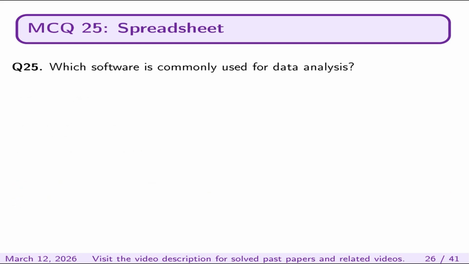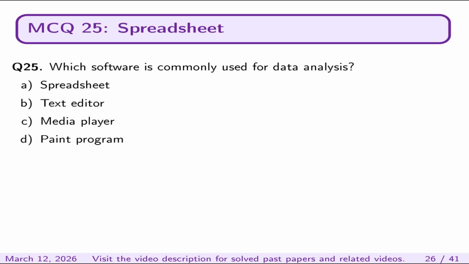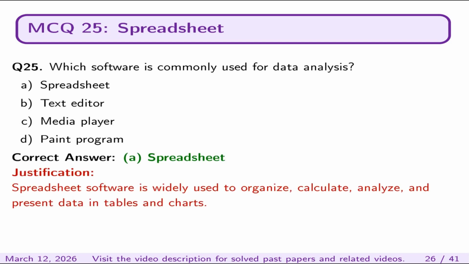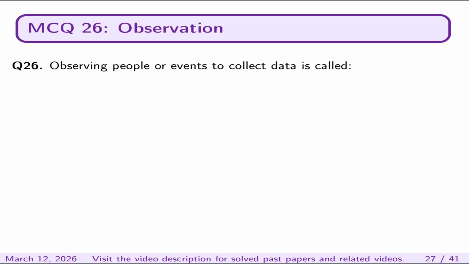Question number 25. Which software is commonly used for data analysis? Spreadsheet, text editor, media player, paint program. The correct option is the spreadsheet, because spreadsheet software is widely used to organize, calculate, analyze, and present data in tables and charts form.